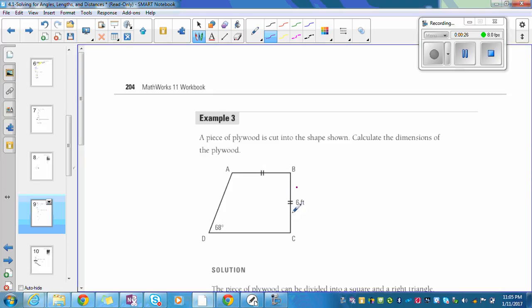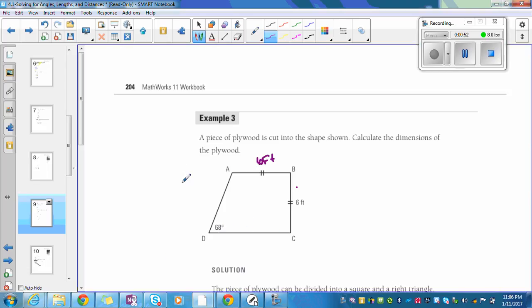So for example, here, when you see something that has these double lines and these double lines, it means it's the same length. So like this is 6 feet up here as well, length AB. So all we have left to calculate, well, we have length AB, we have length BC, that's calculated, it's 6 feet. We have to do CD and AD.